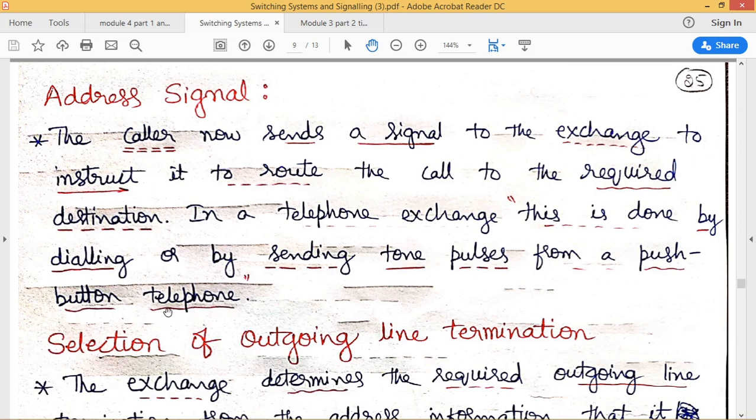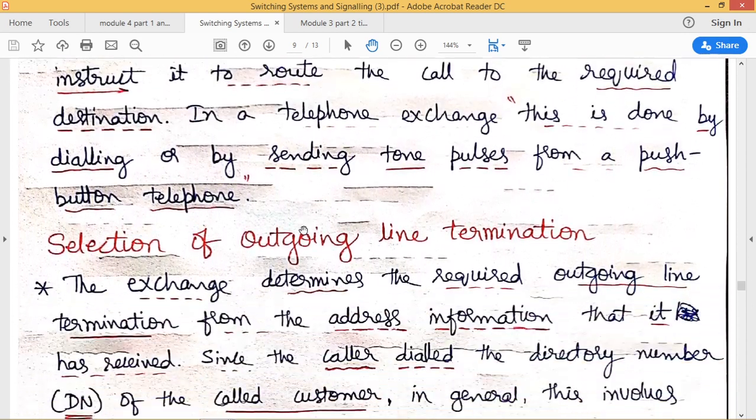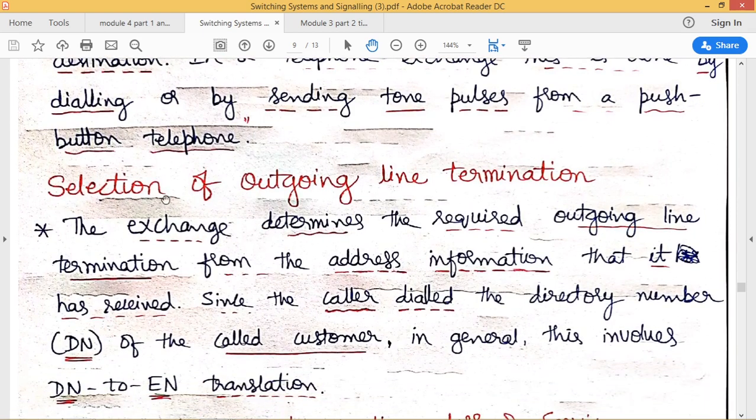So by pressing those telephone numbers, the person who wants to make a call sends an address signal to the local exchange. Once the local exchange receives this address signal, it must do selection of outgoing line termination. Now the local exchange should determine the required outgoing line termination from the address information that it has received from the calling person.